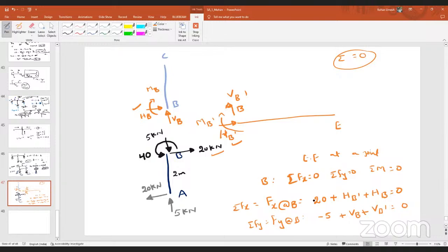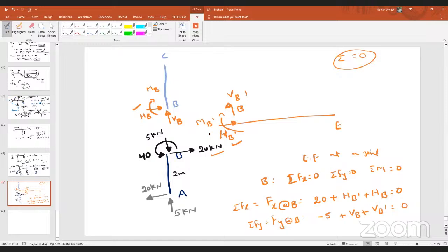Previously, as you had only 2 members, one reaction you could directly show in the opposite direction. But here, instead of 2, we have more than 2 members. That's why we are not directly knowing these values. Did you understand? HB, VB and MB are not known. HB dash, VB dash and MB dash are also not known.